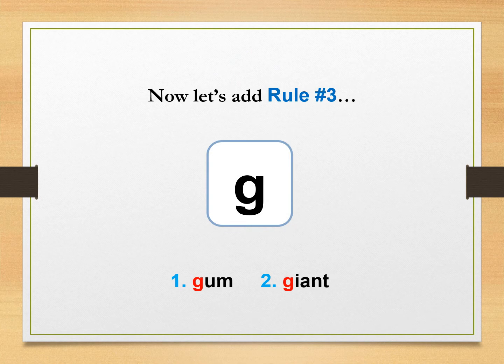Now let's add rule 3. I'm doing rules 2 and 3 together because they are very similar. They are both about letters that have hard and soft sounds. Letter C has K, S, and letter G has G, J. Let's look at rule number 3.